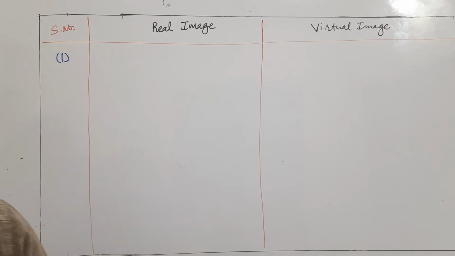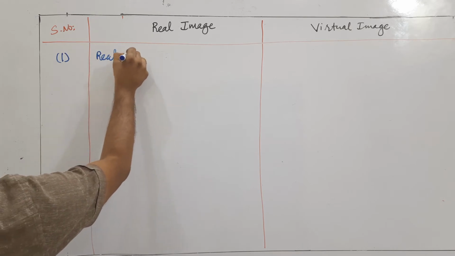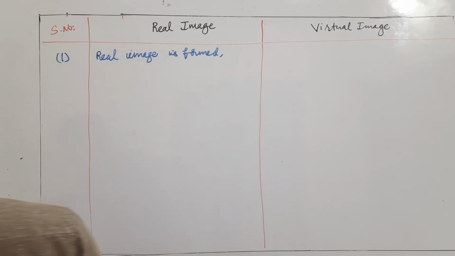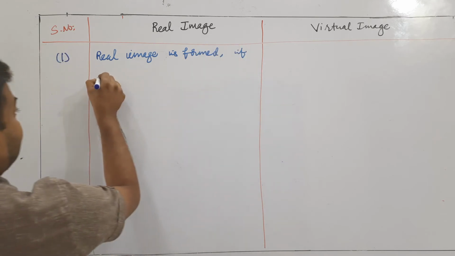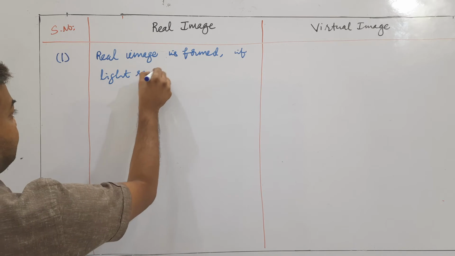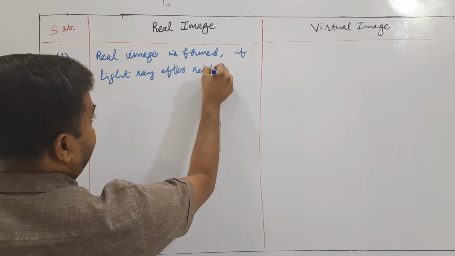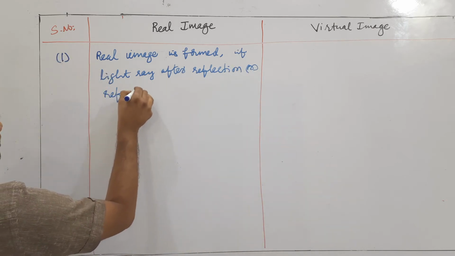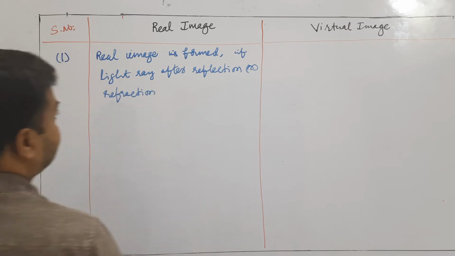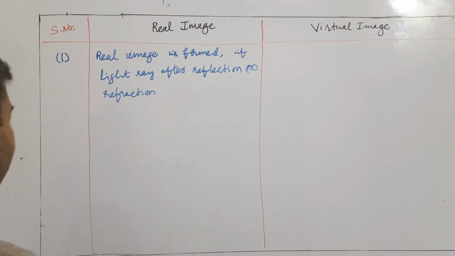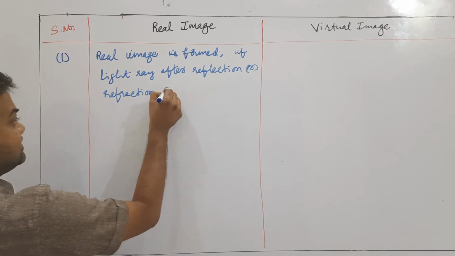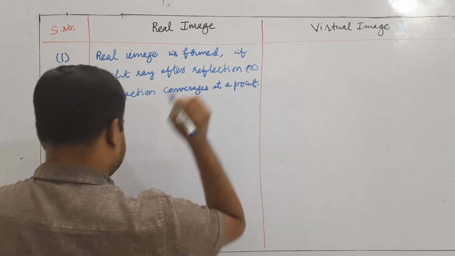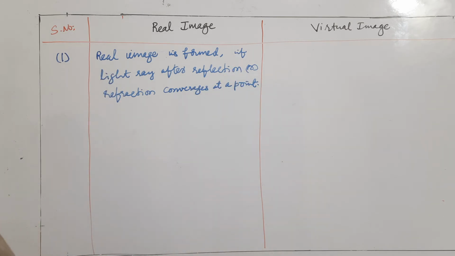The first difference we can write: real image is formed if light rays after reflection in case of a mirror, or refraction in case of a lens, converge at a point. And this is called a real image.